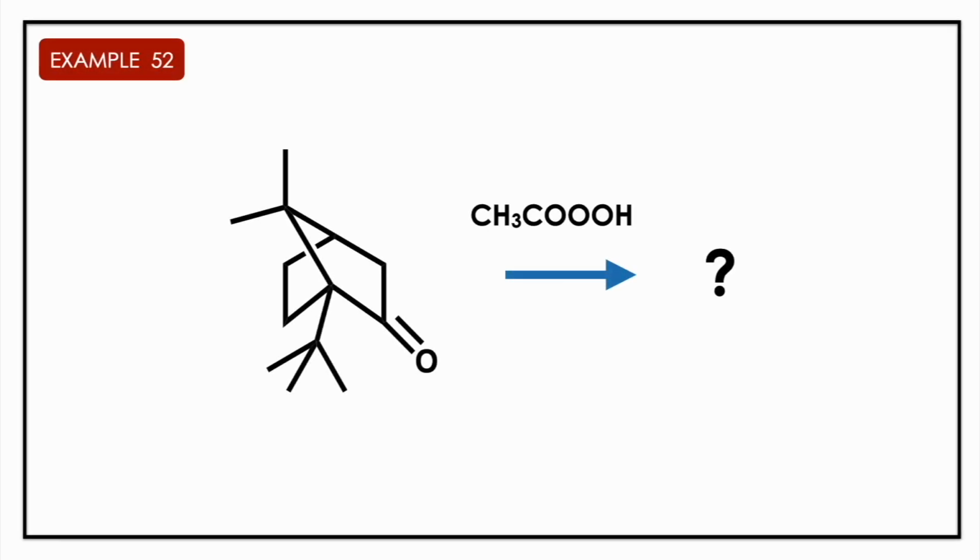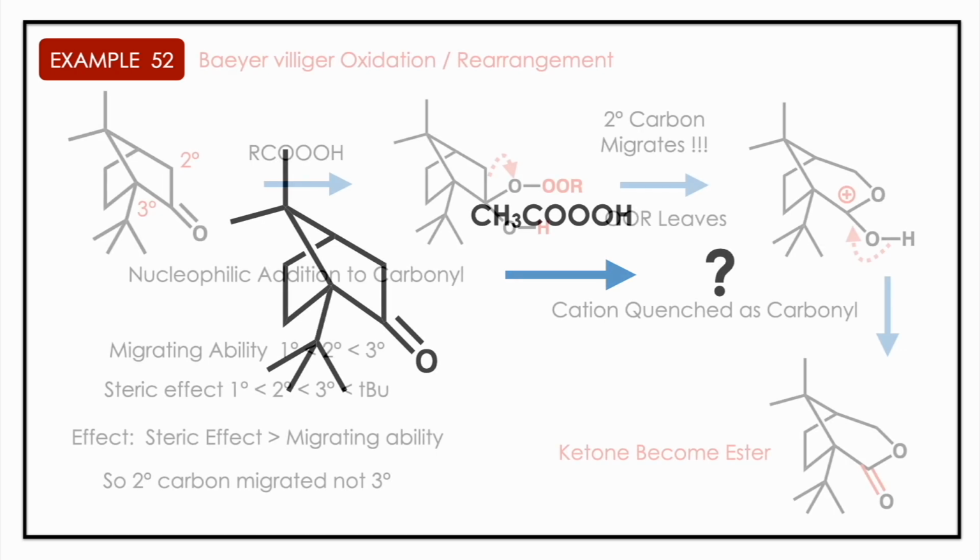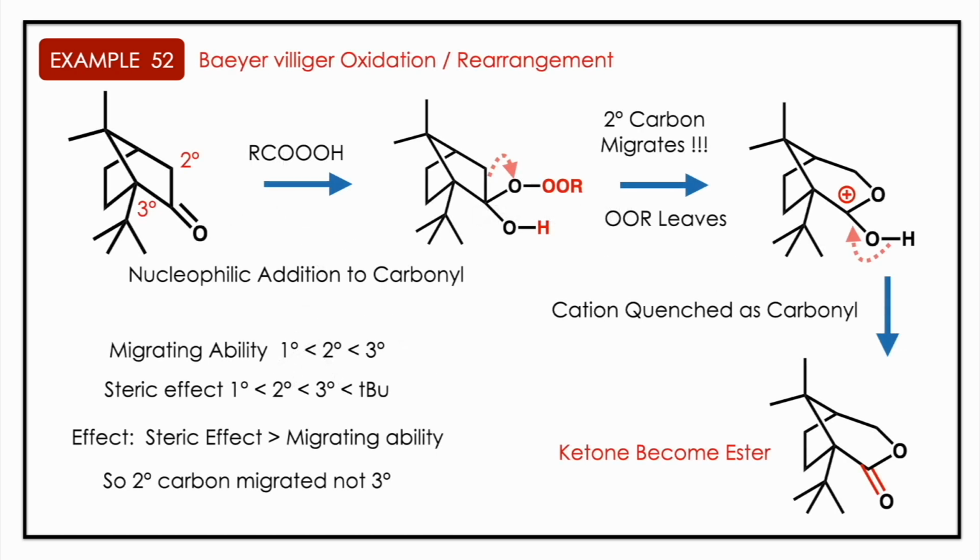Then the next example: here you have a bicyclic system with carbonyl, a 2-methyl group and a tertiary butyl group on the side chain. You are using the peracid. You should find what will be the final product. As we discussed already, we focus on the basics. First you have carbonyl and peracid, so there are chances of Baeyer Villiger oxidation.